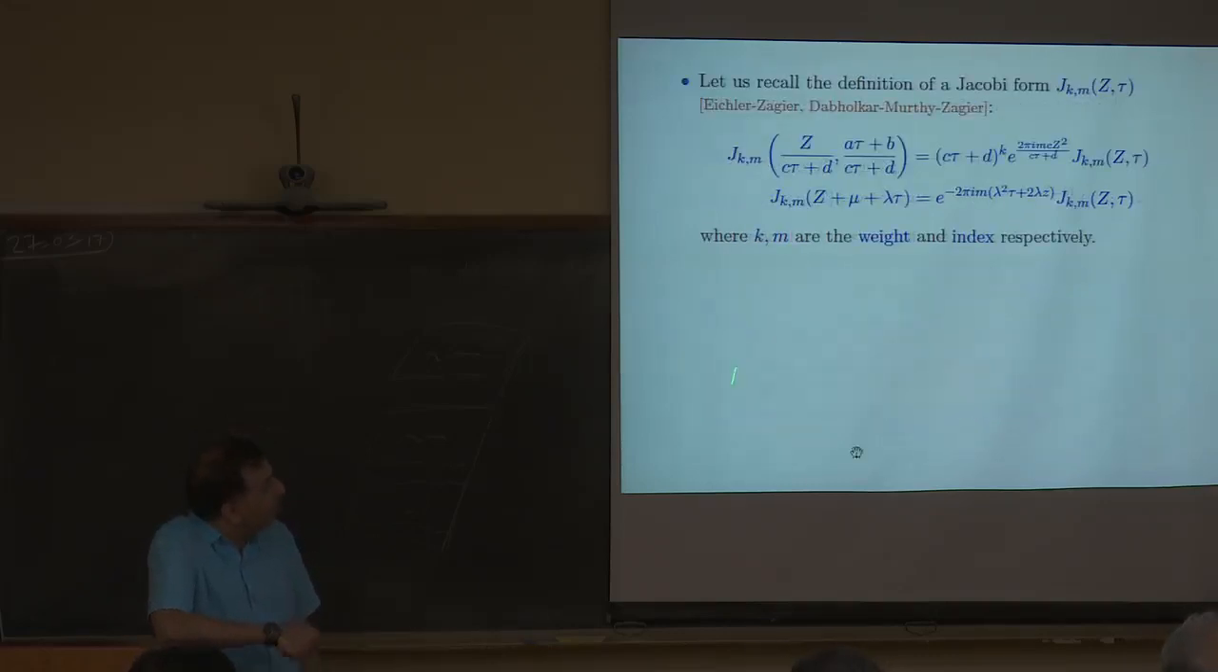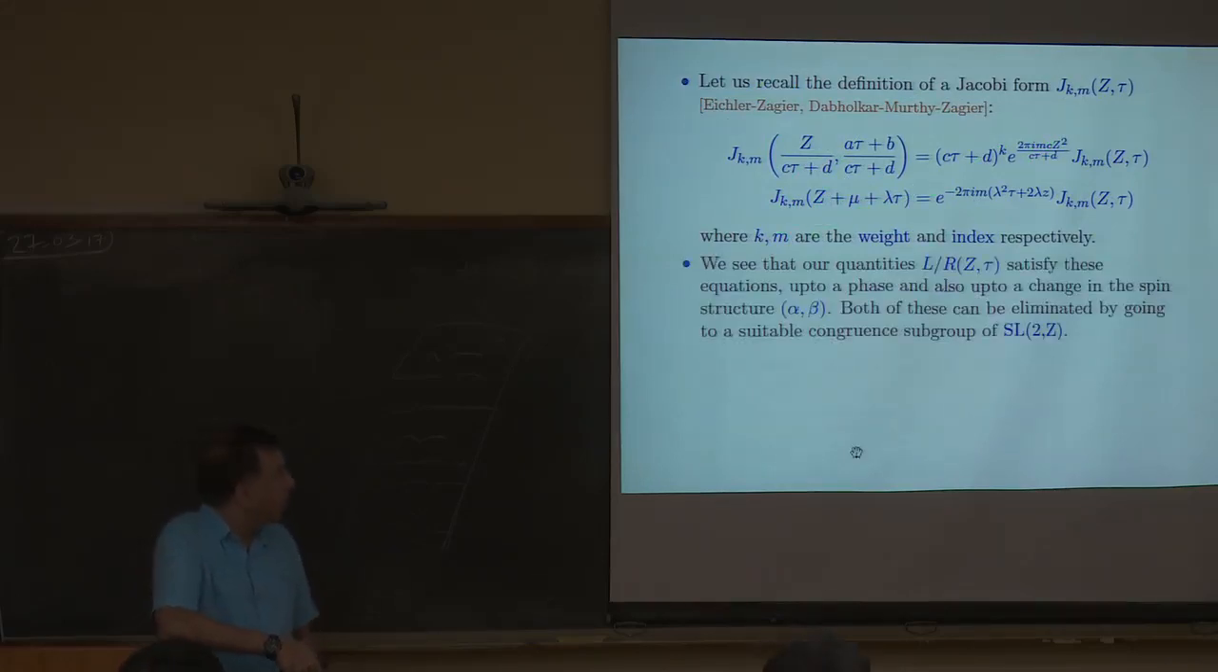So the weak Jacobi form, from these references, these are the properties it satisfies, with some m and some k, where k is the weight and m is the index. For our case, we see that our quantities satisfy these up to a phase and up to a change in the spin structure, which is not part of this definition. I was very worried, but Samir said that's no problem. Even ordinary Jacobi theta functions have that feature, and they are called Jacobi forms.